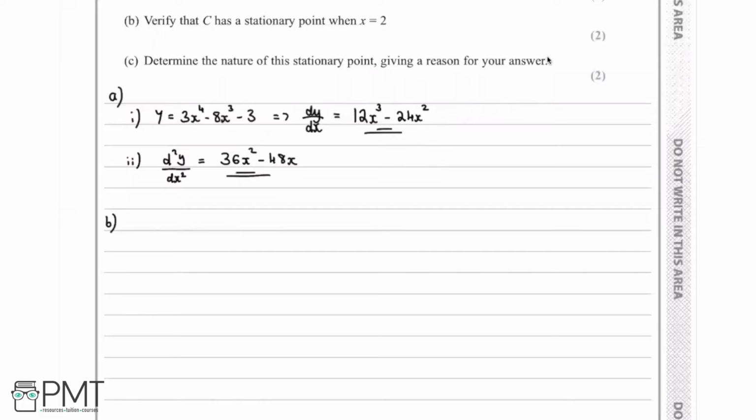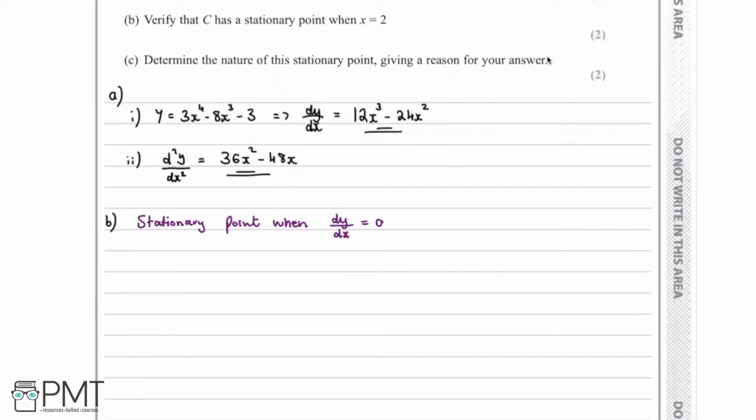So moving to part B of this question, verify that C has a stationary point when x is equal to 2. So the first thing we have to note is that we have a stationary point when our derivative is equal to 0. So what we need to do is take our derivative, which we found here in question A, part 1, and sub in the value 2, and then we'll verify that it's a stationary point by showing that dy by dx is equal to 0.